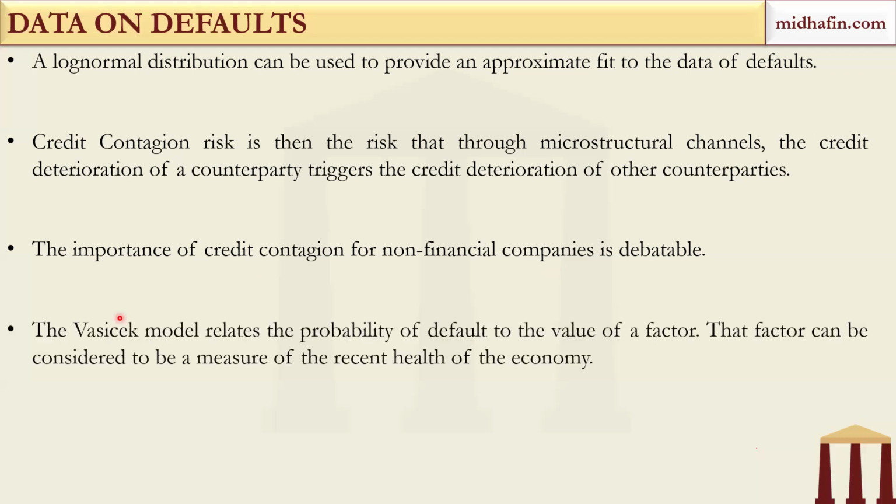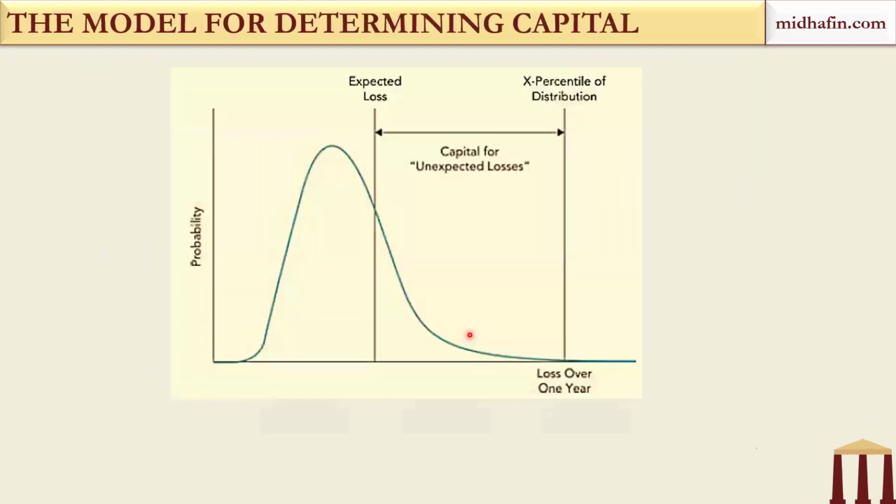Then you have the Vasicek model, which we'll see later on. It relates the probability of default to the value of a factor. This factor can be considered to be a measure of the recent health of the economy, and we'll see that. This part, as I told you in the beginning, you understand that this is the one factor model and what factor we are talking about, and then how the Vasicek model uses that one factor model. But why that one factor model is the way it is, the derivation is not there. Okay, let's continue.